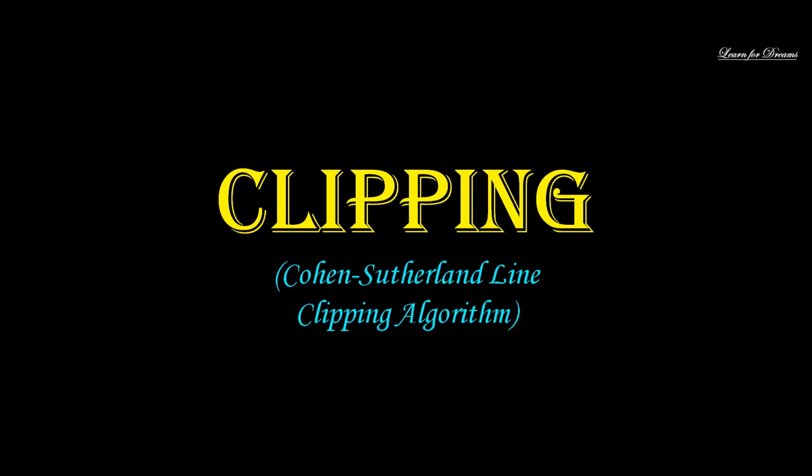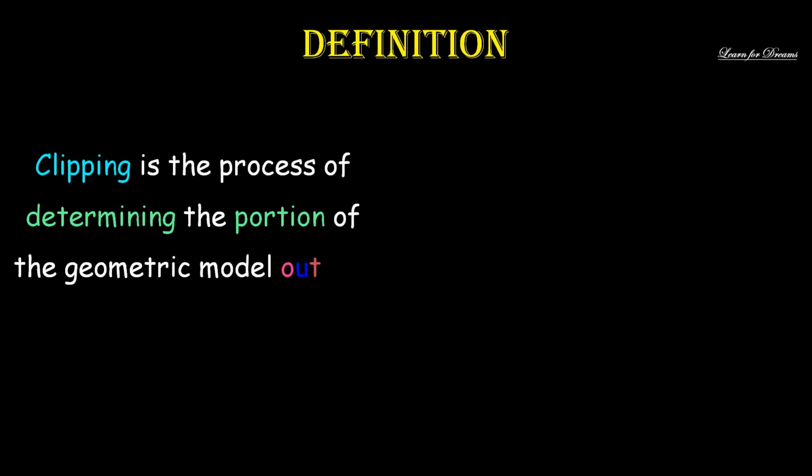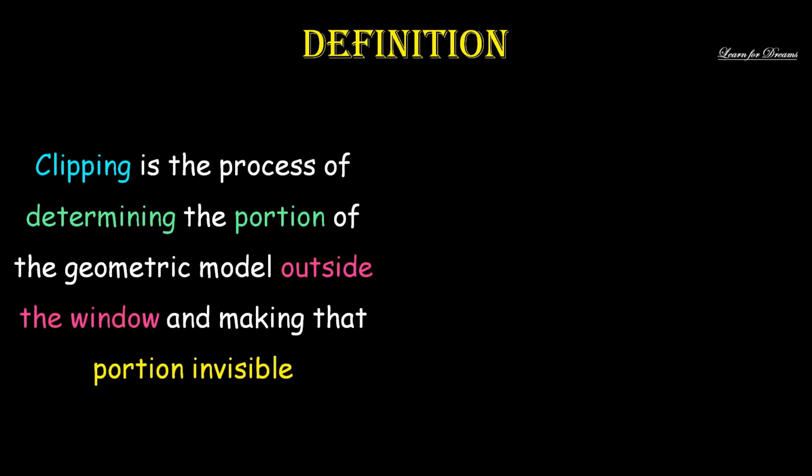Today we will see what is clipping and algorithms used for clipping. So let's start with the definition. Clipping is the process of determining the portion of the geometric model outside the window and making that portion invisible.